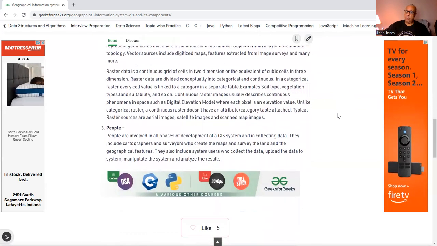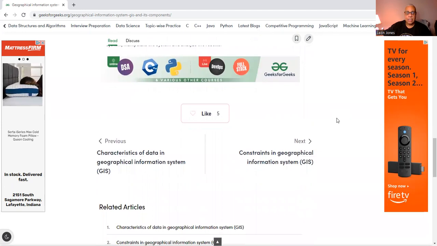And when it comes to people, they're involved in all phases of development of a GIS system and in collecting data. They include cartographers and surveyors who create maps and survey the land and the geographical features. They also include system users who collect the data, upload the data to the system, and manipulate the system so they can analyze the results.